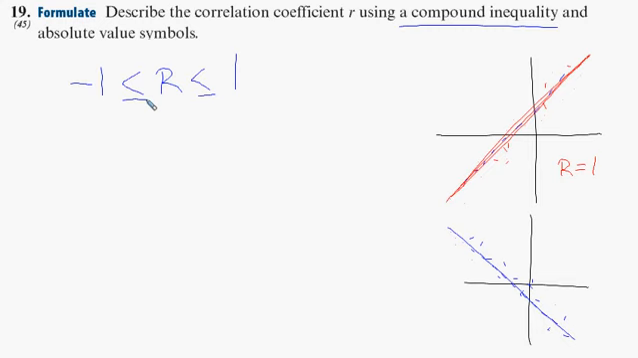But then it also asks us to write it using absolute value symbols. Well, that's actually not so hard because we know that the absolute value of R has to be less than or equal to 1. Absolute value allows us to put, for example, a -1. If we plug the -1 in here, that would still mean it's less than or equal to 1. So this is the way that we would write it with absolute value notation. This is the way we would write it with an inequality symbol. I hope that helps.